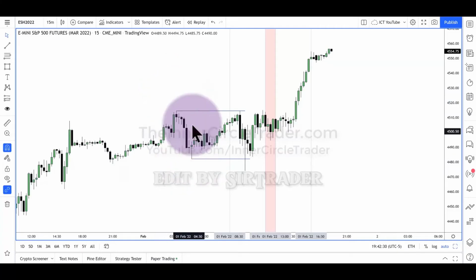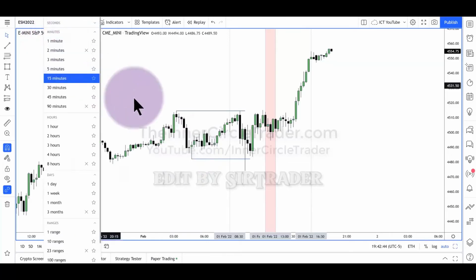So once you have these levels on your chart on a 15-minute time frame, then you can drop down into your first lower time frame for entry. That's your 5-minute chart. So let's do that now. All these things will be transposed right to the 5-minute chart.